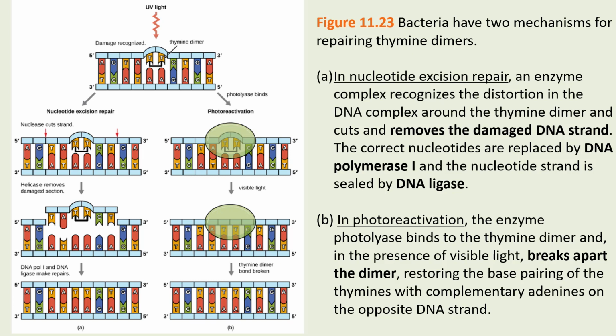This is shown here in the left side of this figure. But sometimes the repairs are made by a photoreactivation pathway, so it needs light to activate this pathway. This is shown here on the right. In this case, the enzyme photolyase, in the presence of light, can simply break the covalent bonds that bind the two thymines together.